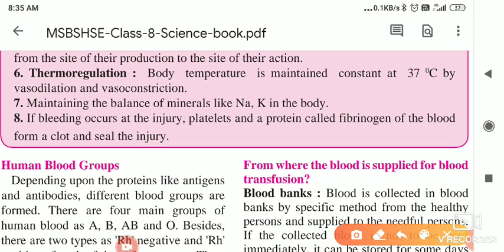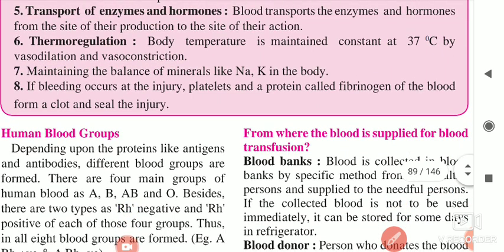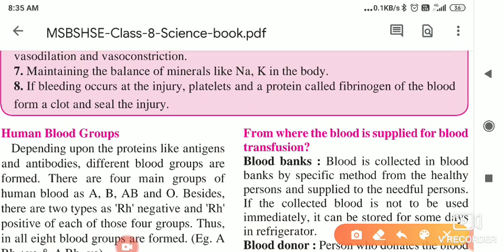Body temperature: as you know, we are warm-blooded animals and we need a particular temperature in our body, then only we can live. So here body temperature is maintained constant, at 37 degrees Celsius, by vasodilation and vasoconstriction. By these two processes the body temperature is maintained. Next, maintaining the balance of minerals like sodium and potassium in the body.